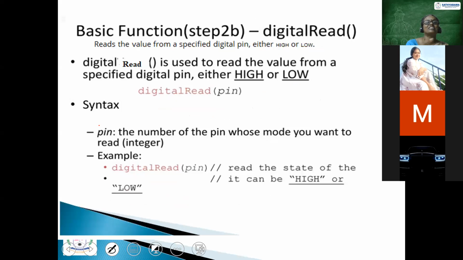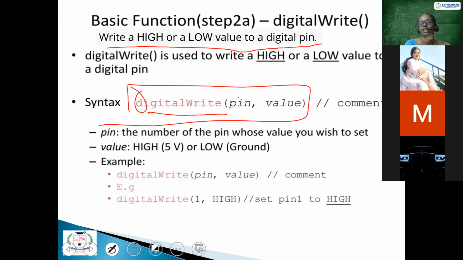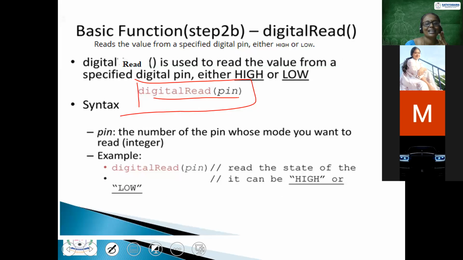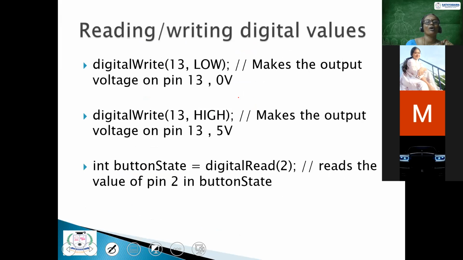And the next one is digitalRead. It reads the value from the specified digital pin. You will read it as well as write it. So what command do I have to use? digitalRead. I will put digitalRead pin, and the value may be either high or low. So the syntax is very simple: digitalRead pin. Here digitalWrite pin, comma, value. Have you all understood? Are you taking the syntax? Yes, ma'am. Okay, thank you.